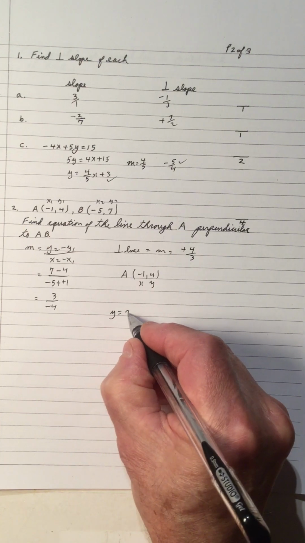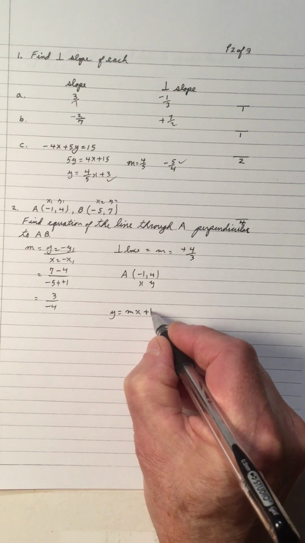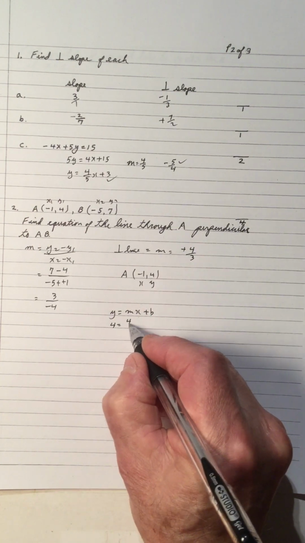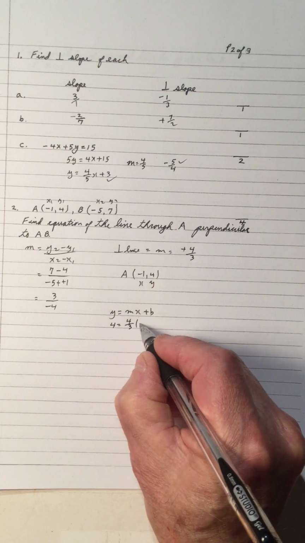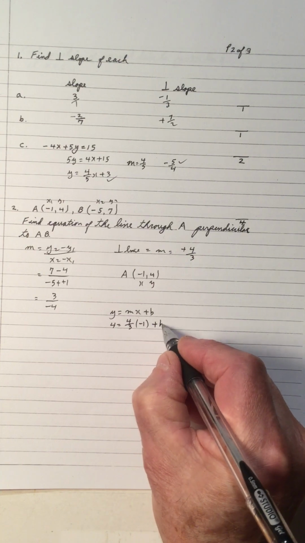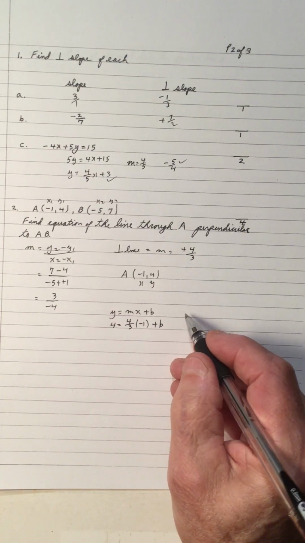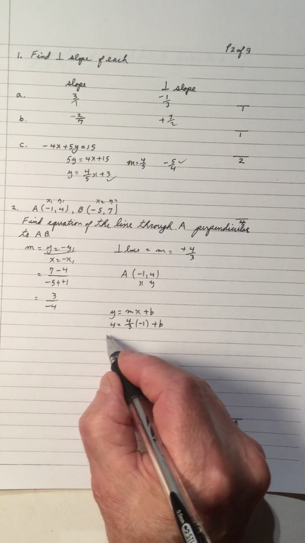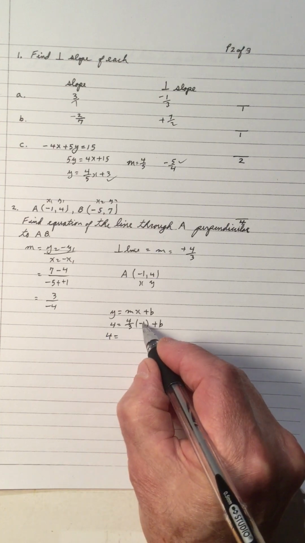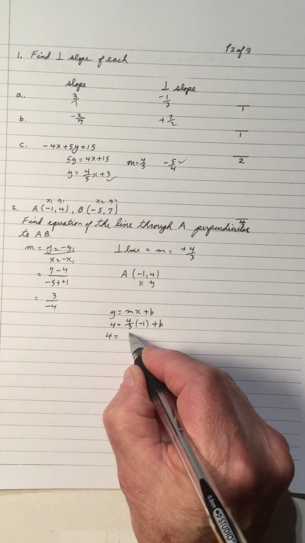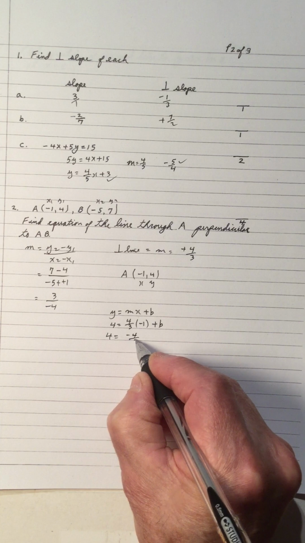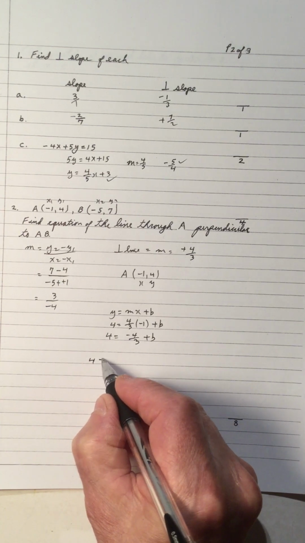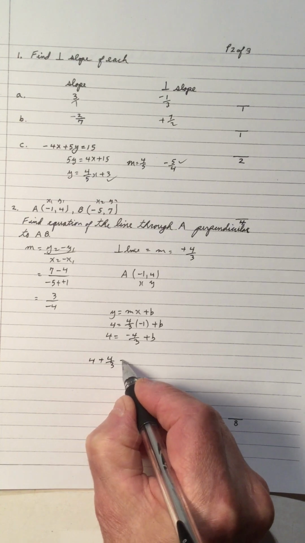So y equals mx plus b. Y is 4. The slope is 4 over 3. X is negative 1, so we need to find the y-intercept. So subbing it into here, we have the value of b to find. So 4, negative 1 times 4 over 3 is negative 4 over 3 plus b. So we get 4 add on 4 over 3 equals b.